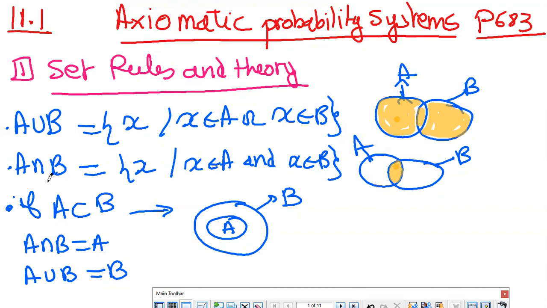When I say A intersection B, it means the elements that are in A and in B. It's the intersection, what's in between A and B. Now, if A is included in B, as in this figure, what is A intersection B? What is common between A and B? It's A. What is A union B? It's all of event B, because I need all the elements that are in A or in B, so it's B.